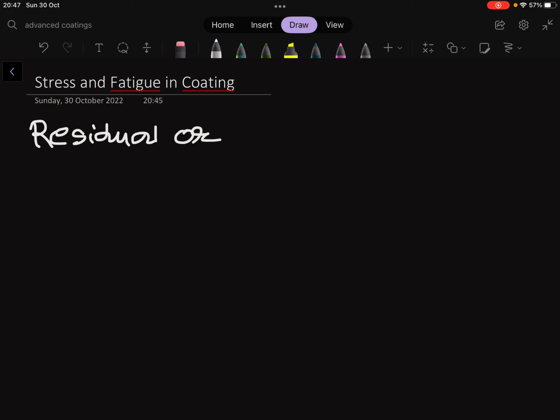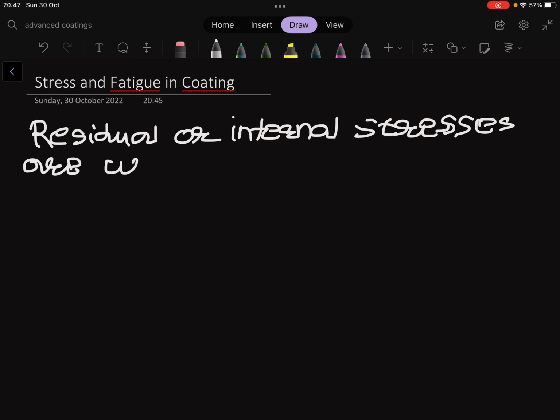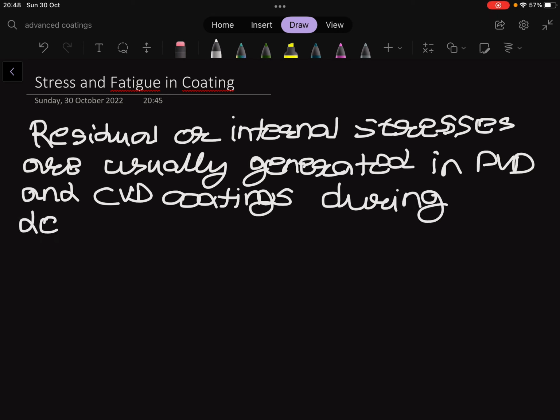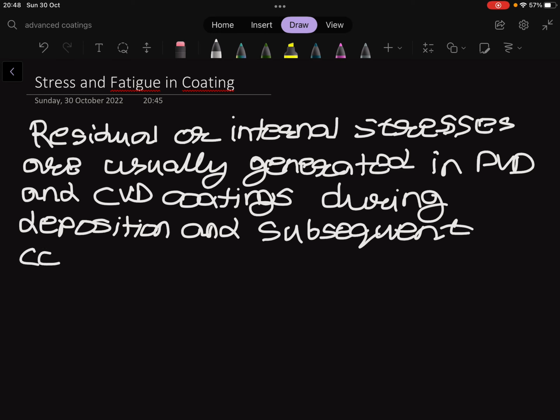Residual or internal stresses are usually generated in PVD and CVD coatings during deposition and subsequent cooling from the deposition temperature.